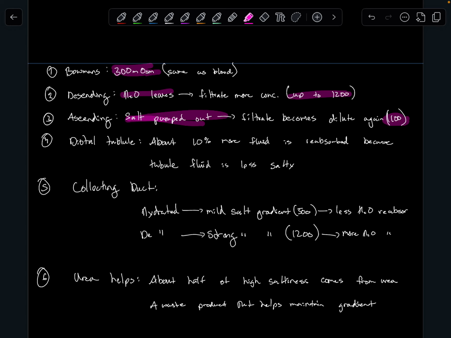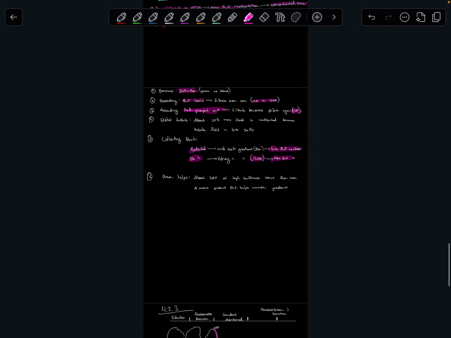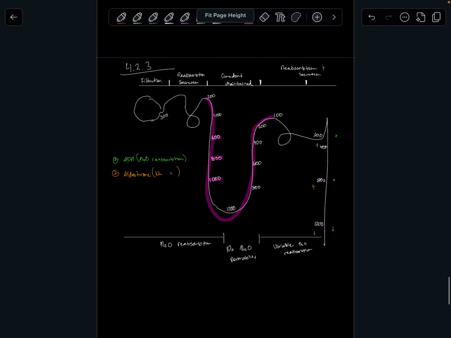Now, in the collecting duct, there's a couple things that occur I just want to talk about when you're hydrated and when you're dehydrated. So when you're hydrated, there'll be a mild salt gradient, meaning less water is going to need to be reabsorbed. When you're dehydrated, you're going to have a very strong osmolarity, right? So more water is going to be reabsorbed into the blood. So, yeah, that's just a quick rundown of what we had planned for today.